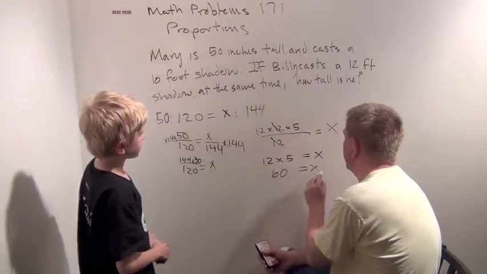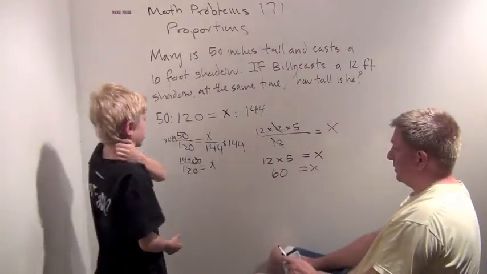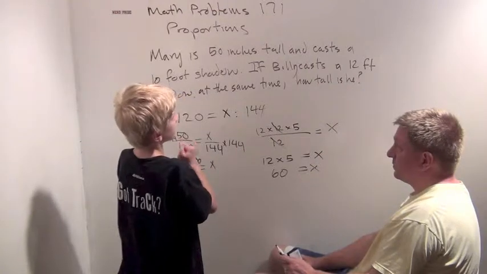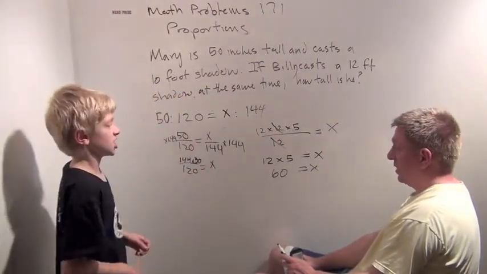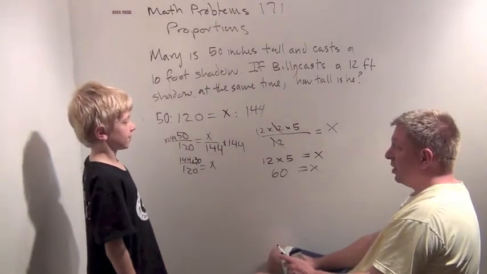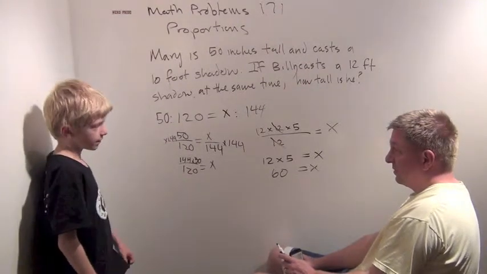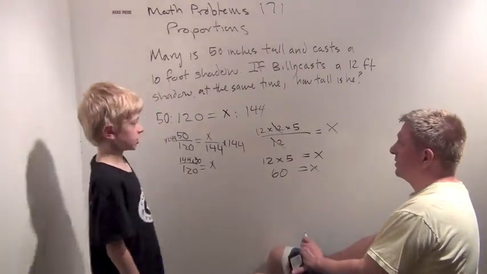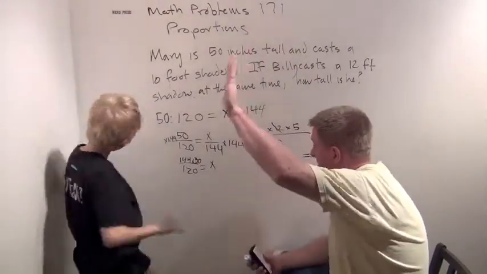60 equals x. Now, what does that mean? What is x? It's Billy's height in inches, definitely not feet. Billy is not 60 feet tall. How many feet is 60 inches, out of curiosity? It's 5 feet because 12 inches equals a foot. Good work.